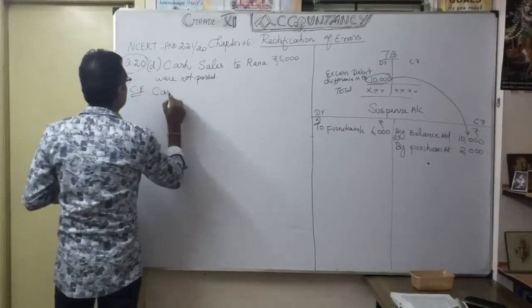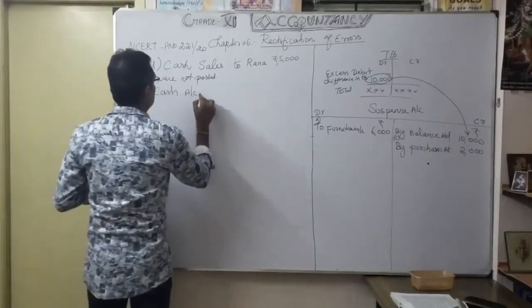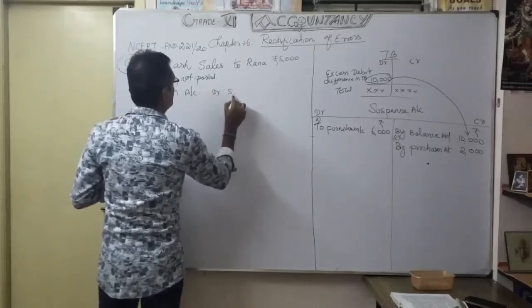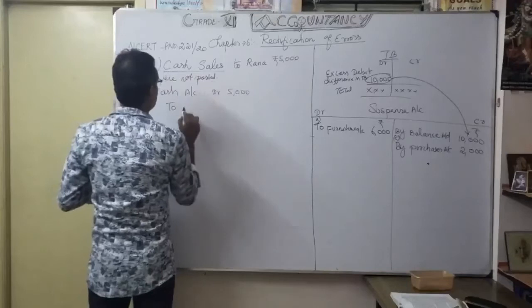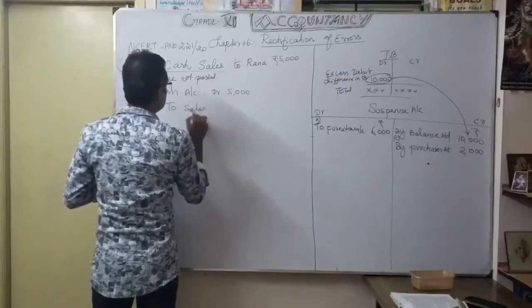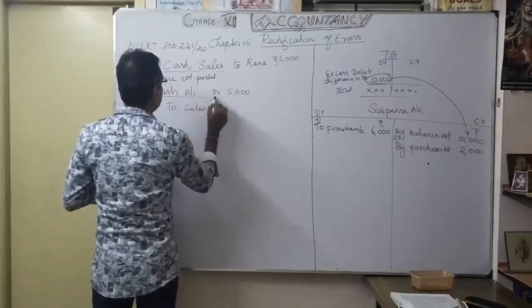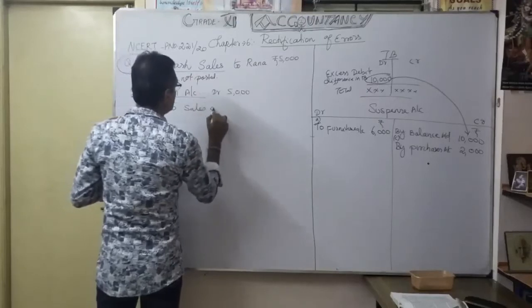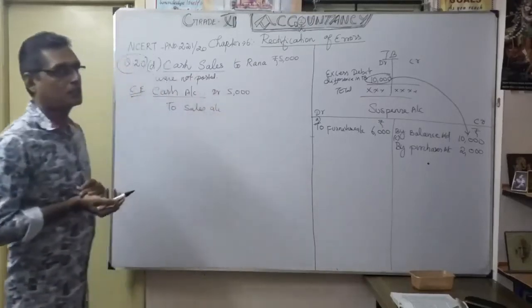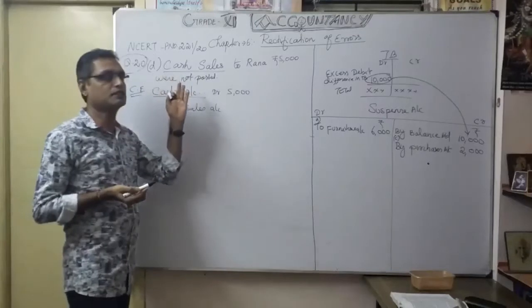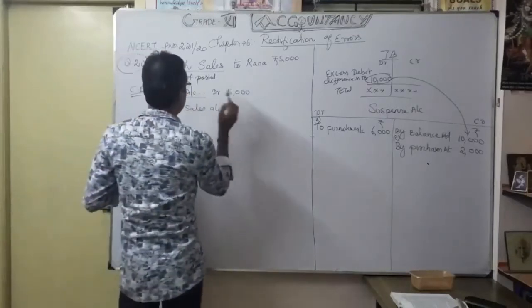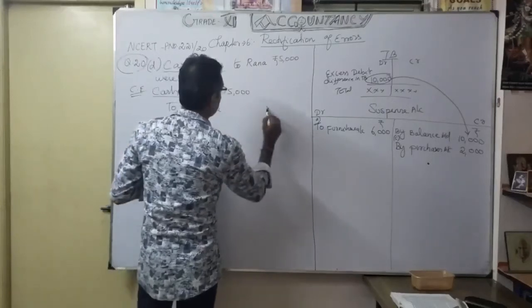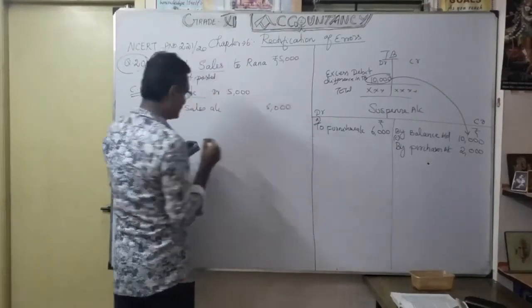Cash account debit 5,000 to what? It's a cash sale, so we can do it directly with cash only. That's cash account debit 5,000 to sales account. Don't debit Rana's account, because here there is no credit sale. Here they clearly gave that it is a cash sale. So cash account debit 5,000 to sales account 5,000. That's the correct entry.